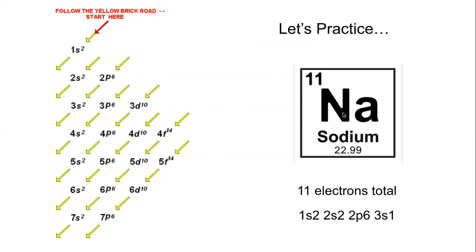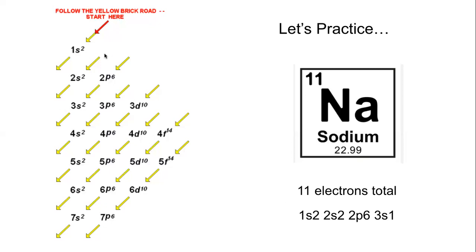So let's use sodium as an example. The atomic number is 11 for sodium. And so this means that sodium has 11 electrons. Now let's fill it in. So you follow the yellow brick road, meaning you follow the arrows down. So we have 11 electrons. We'll fill in our 1s2. So we've used 2. We'll write 1s2 here.